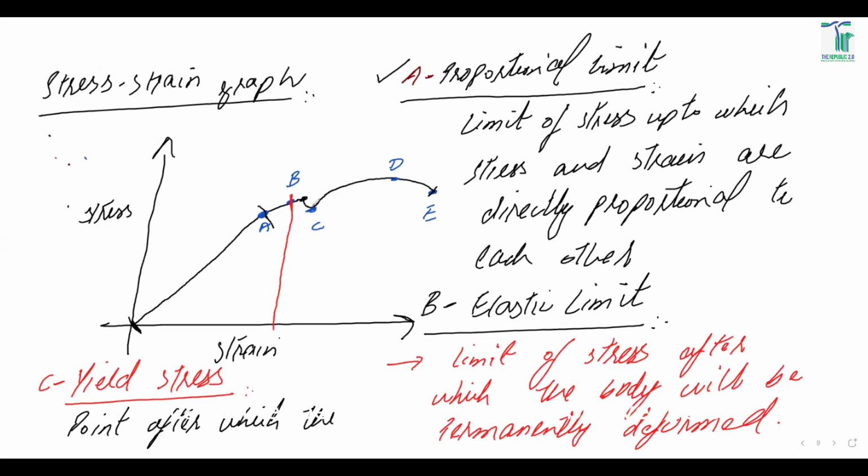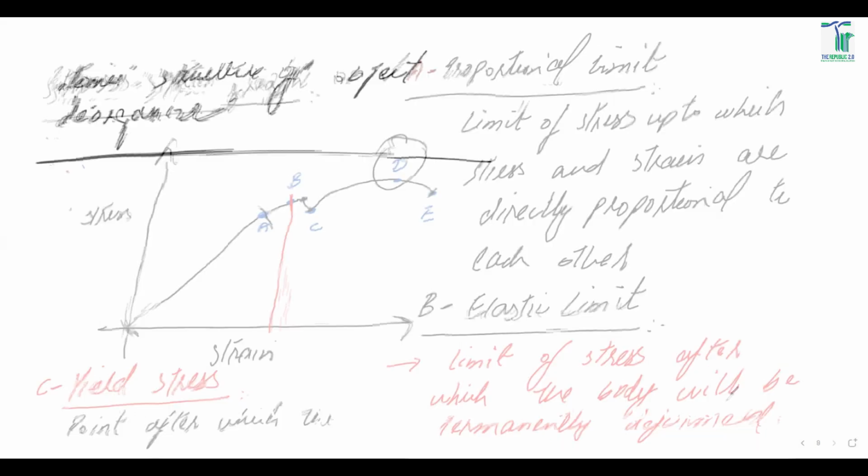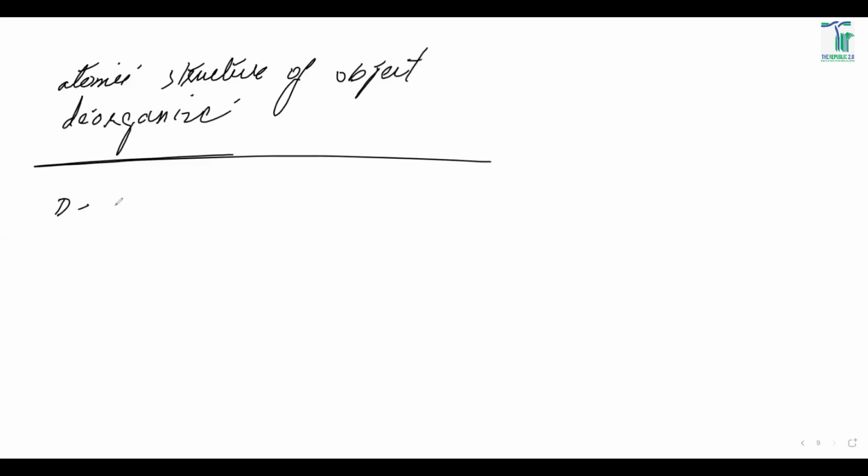It can either be over here or it can be over here. Did you get that? So whenever you're talking about a yield point, it is the point where the change in the atomic structure happens. Now we have got the point D. Whenever you're going to talk about the point D, it is the UTS. This point is known as UTS.